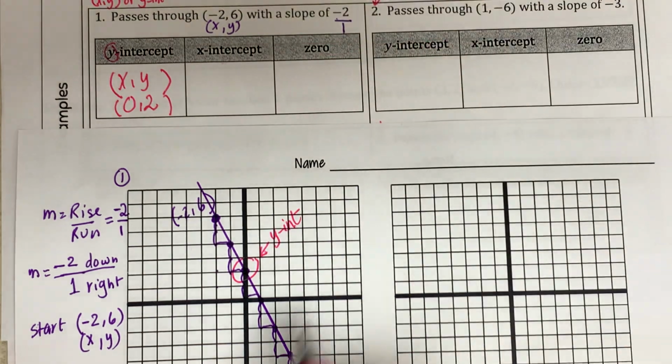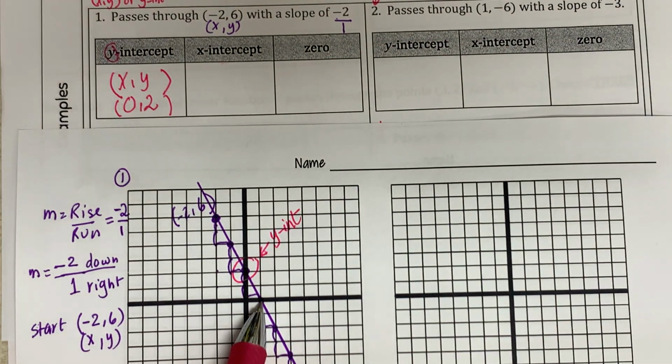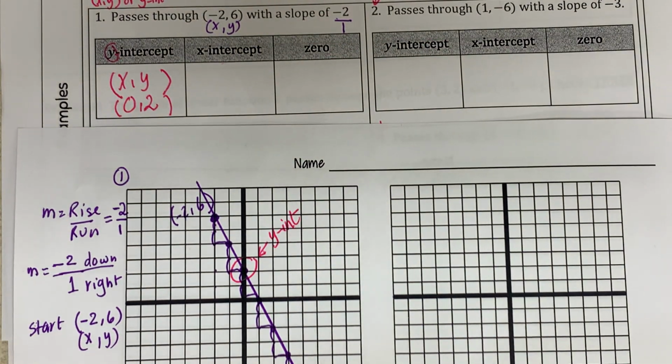Then x-intercept, I have the x-intercept. There you go. I'm gonna use a different color pen.